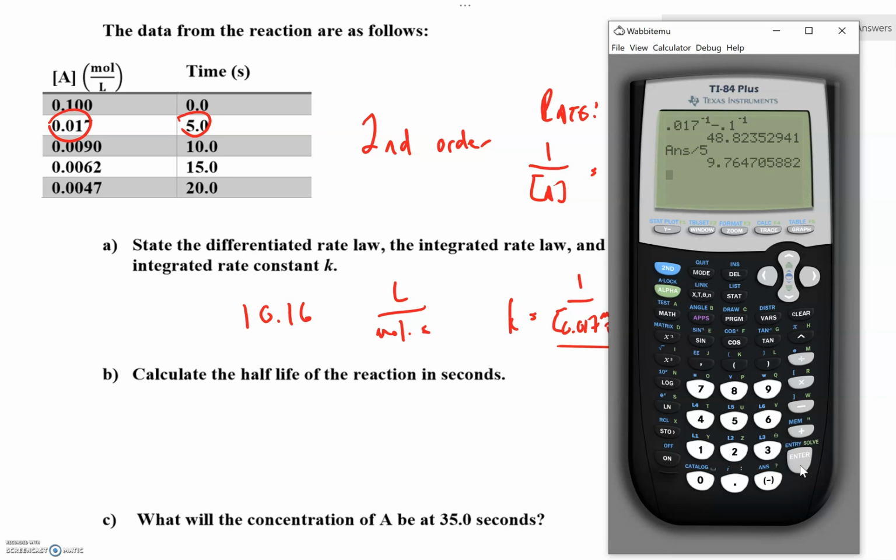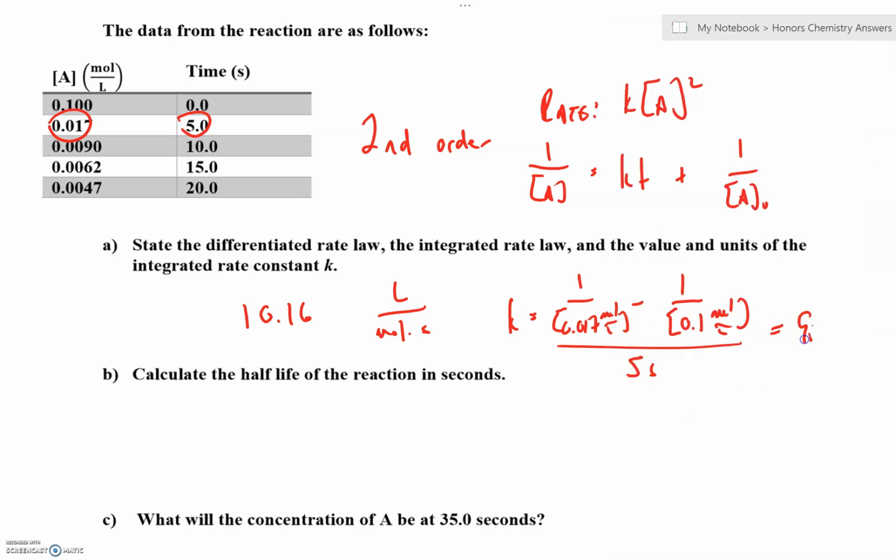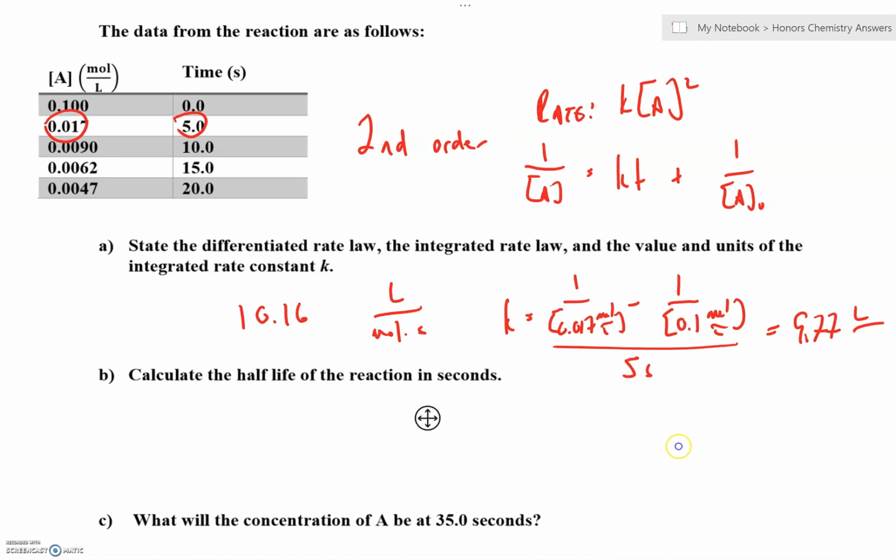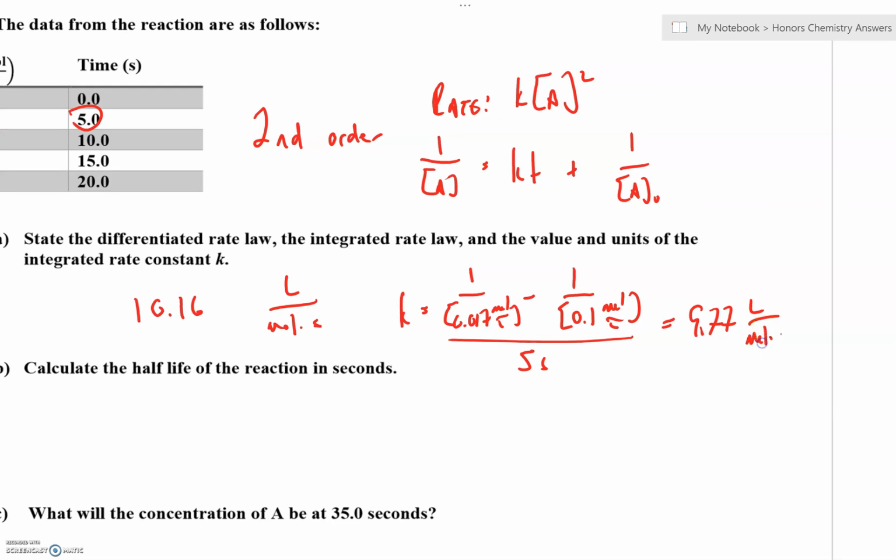9.77. So either one of these is valid. I would take either one because you got 1 by using the slope of the line, and you got 1 by solving. So either one of these would do the trick.